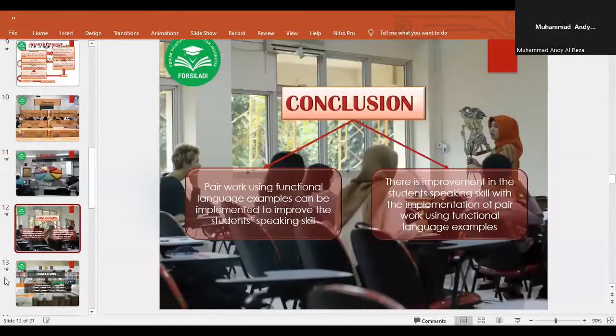Next. The conclusion of this research is that I got two kinds of conclusion. The first one, power using functional language example can be implemented to improve the students' speaking skill. And the second one is there is improvement in the students' speaking skill with the implementation of power using functional language example. Next.